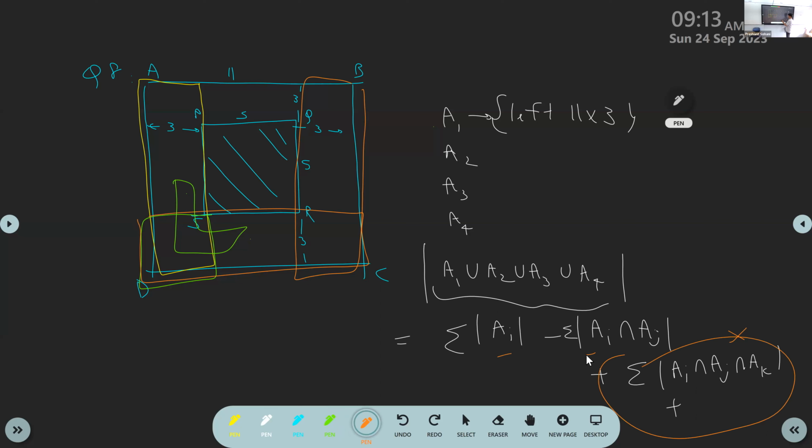The first term is the direct counting of each of them. And the second term is exactly the 3 cross 3 rectangle that you were talking about, right? This is the 3 cross 3 square region. So we can compute those two separately and you'll get the answer. Is that fine? Any other strategy that can be pursued, if anybody has an idea?